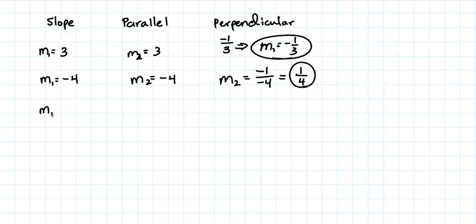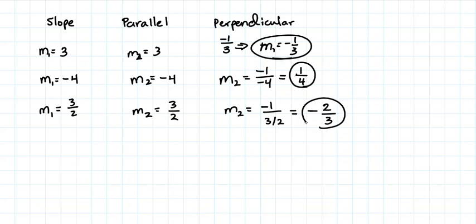Let's say that I give you a slope of 3 over 2. Well, if I ask you for the parallel slope, they have to be the same. So 3 over 2. But if I want the perpendicular slope, then I need to do -1 divided by 3 over 2. And yes, this is when a Casio comes in very handy. Are we clear? Not my fault that you don't have a Casio. -2 over 3 is what the calculator is going to give you.